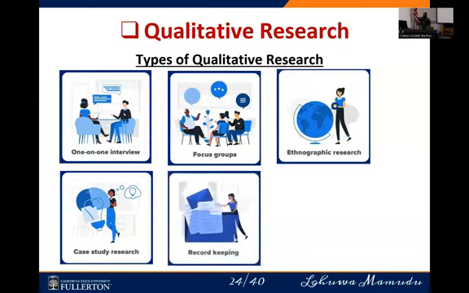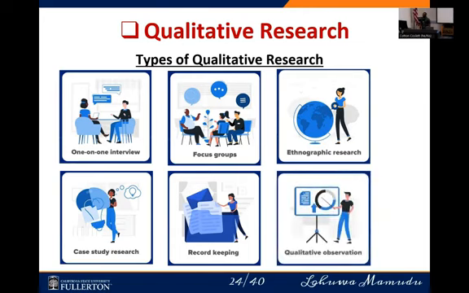Then also record keeping. I know everyone knows about record keeping. Record keeping at the hospital is an example of quantitative research. If you go to the hospital, your information about the type of insurance you are using, and any other information collected about this individual, is an example of quantitative research, which is also being used in health science.